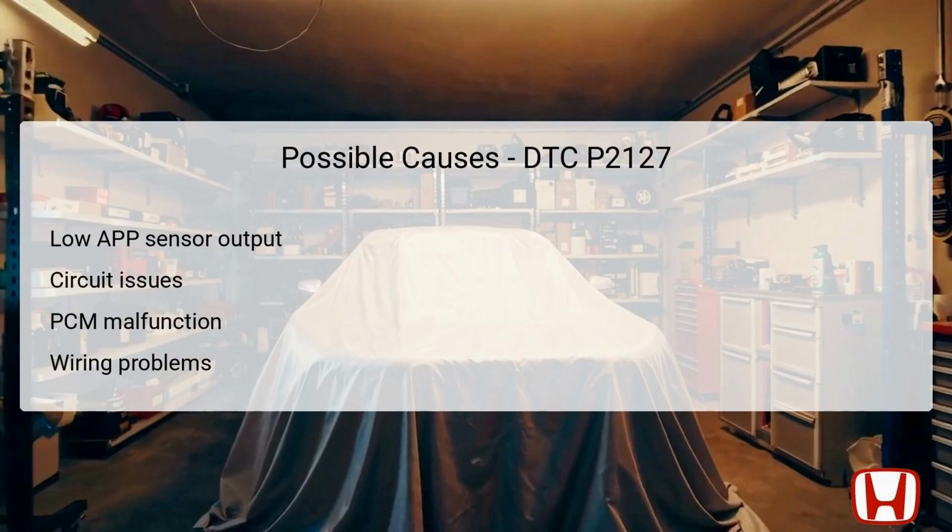Additionally, a malfunction within the PCM can also account for the issue if other components have been ruled out as the sources of the problem. Finally, there may be general wiring issues that could impede proper communication and operation of the sensor and PCM. Each of these potential causes needs careful examination during the troubleshooting process.